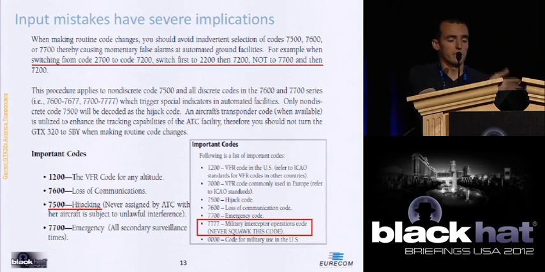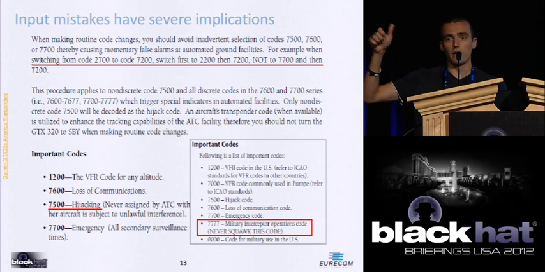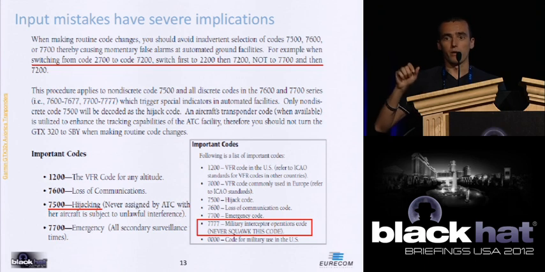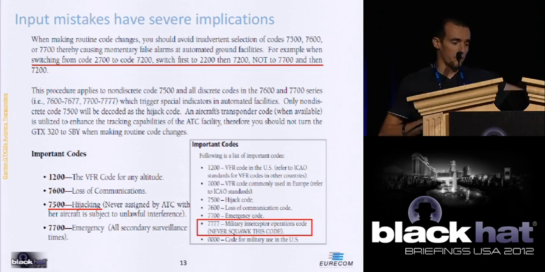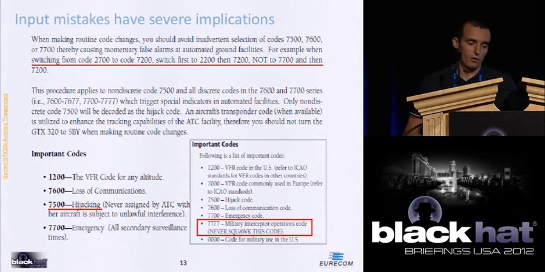Or there are other examples which you can see highlighted, that to reach a specific code, you should follow a given pattern. Otherwise, if you switch the dials in the wrong manner, you could, by mistake, squawk code 7300, which is hijacking, or 7700, which is emergency.